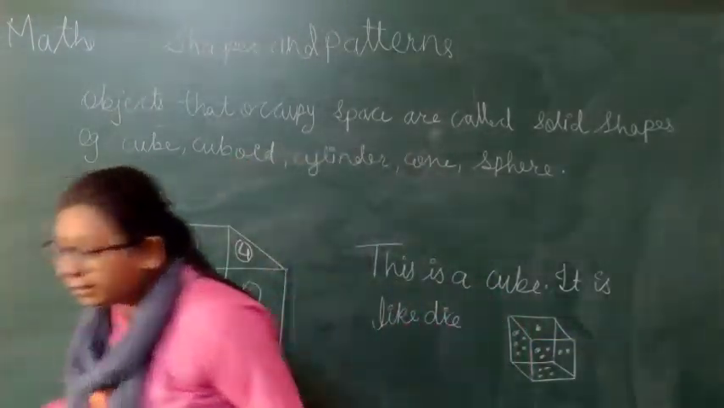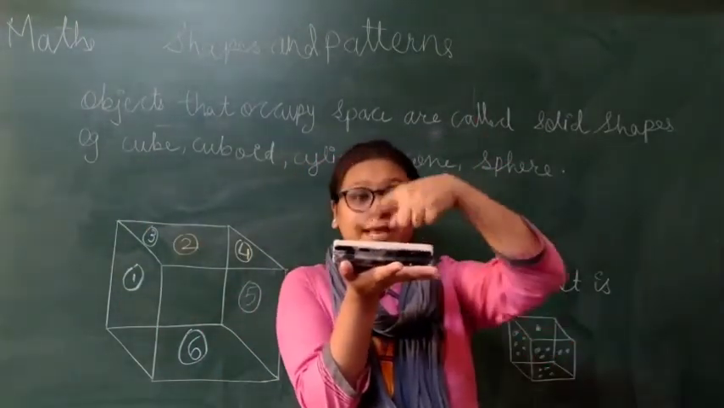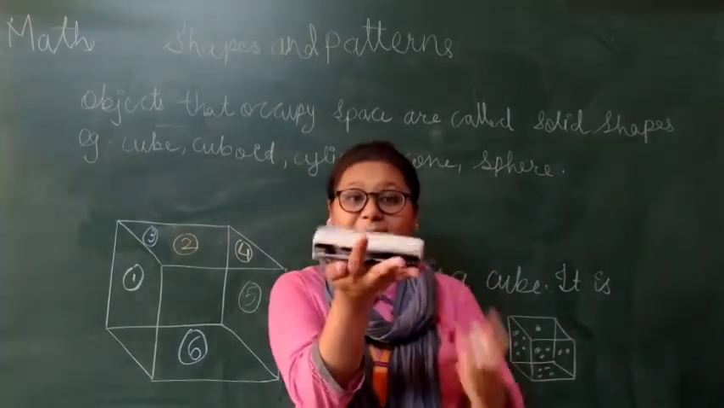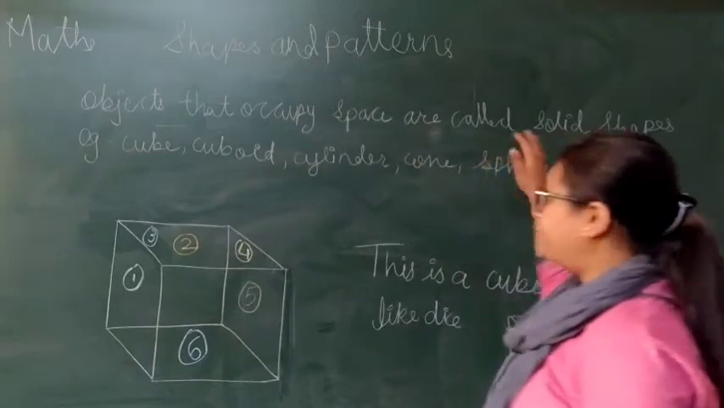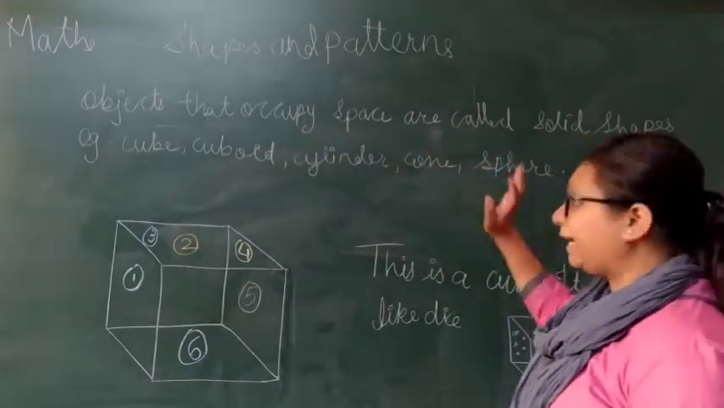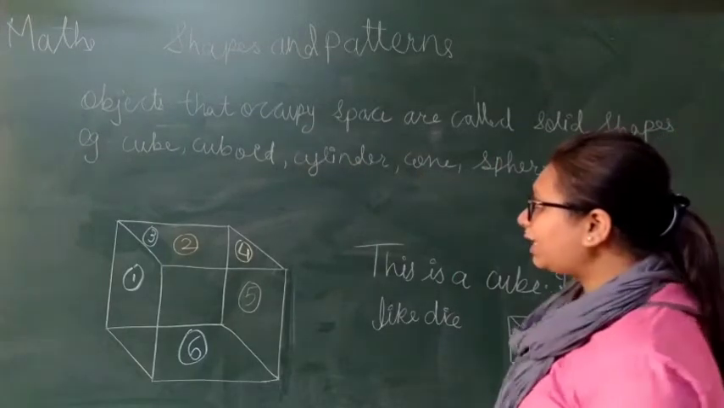Like if you take this duster and you put it over here, it occupies space, right? It occupies space in my hand. So the solid shapes are objects that occupy space, okay? Objects that occupy space are called solid shapes.